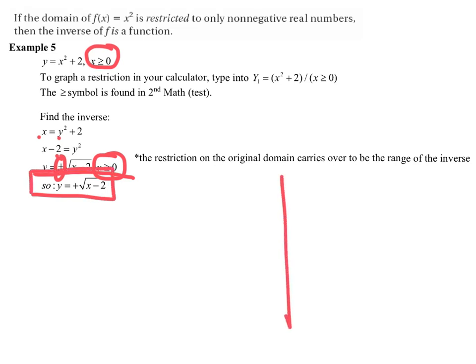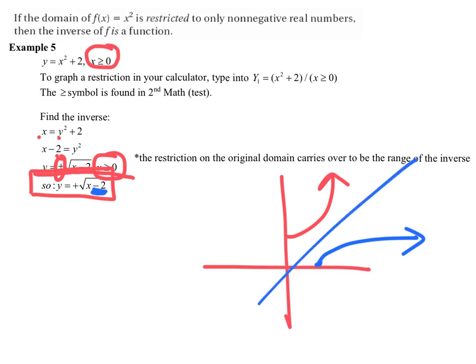And so when you graph that, we originally had this parabola up here. Now you're going to have, look at this, shifted to the right 2 units, and it's only the positive part of that parabola, so they're reflected over the line y equals x. They're inverses of each other. Those would both be functions because we've restricted our domain.